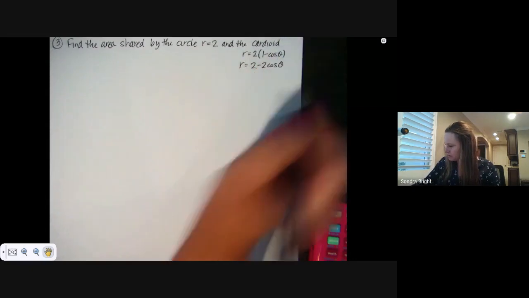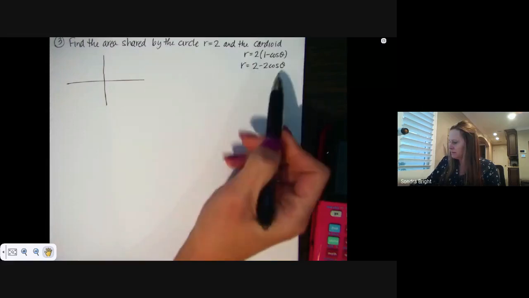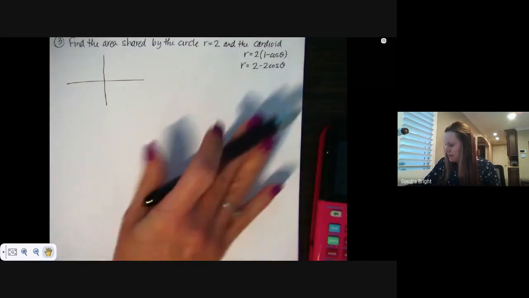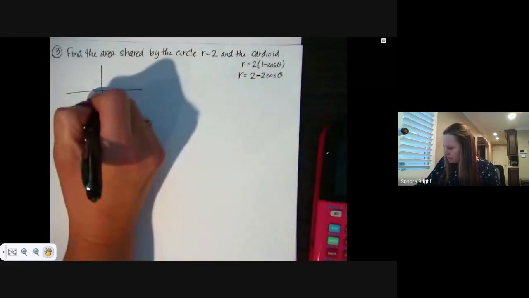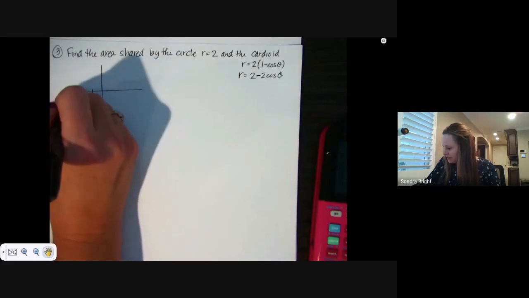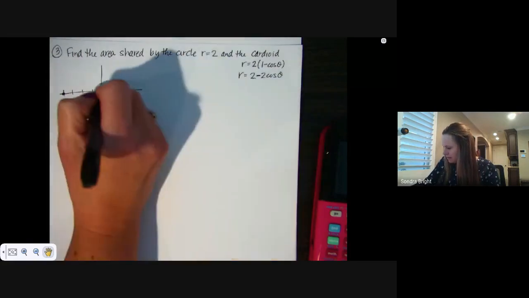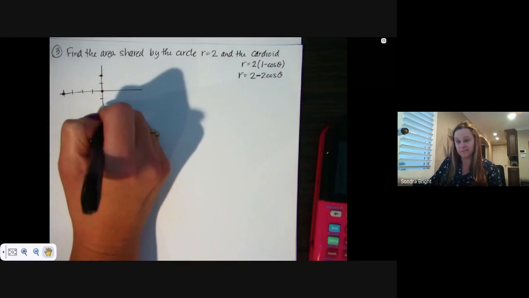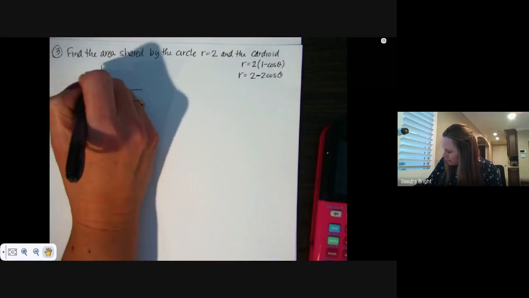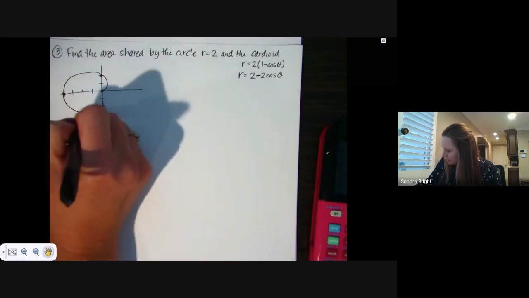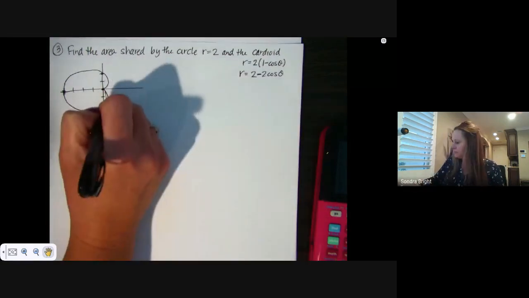All right, so what does this graph look like? Let's start with this guy. Cosine oriented on the x. The bigger part is to the left of the origin, 4 units out. So let's go 1, 2, 3, 4. Got a point here. 2 are the bumps, so up 2 and down 2. So this cardioid looks like that. It's a little funky, but okay, there's the cardioid.